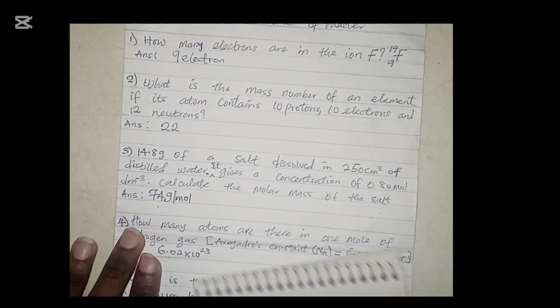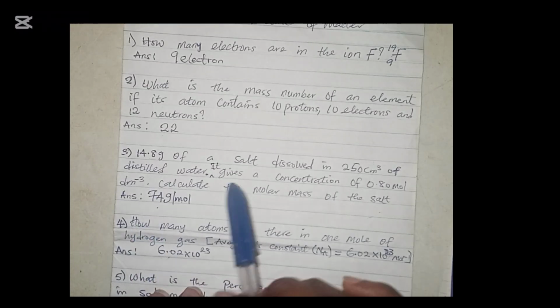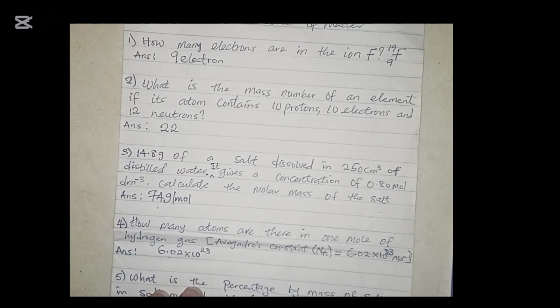Now, to the third question, it says, 14.8 gram of a salt dissolved in 250 centimeter cube of distilled water gives a concentration of 0.8 mole per dm cube. Calculate the molar mass of the salt. Let me repeat myself again. 14.8 gram of a salt dissolved in 250 centimeter cube of distilled water gives a concentration of 0.8 mole per dm cube. Calculate the molar mass of the salt.